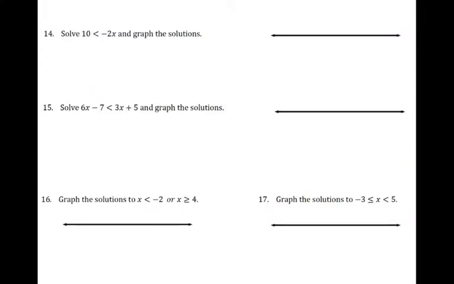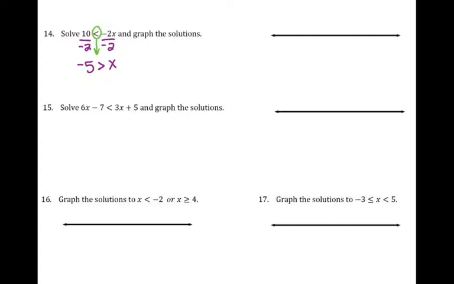Okay, solving and graphing inequalities. So I have my inequality, 10 is less than negative 2x. I'm going to get my x by itself, so I'm going to divide both sides by negative 2. Now, I'm dividing by a negative, which means I'm going to have to flip that sucker around. So 10 divided by negative 2 is negative 5, is less than, oh, I didn't flip it. Sorry. Negative 5 is greater than x.